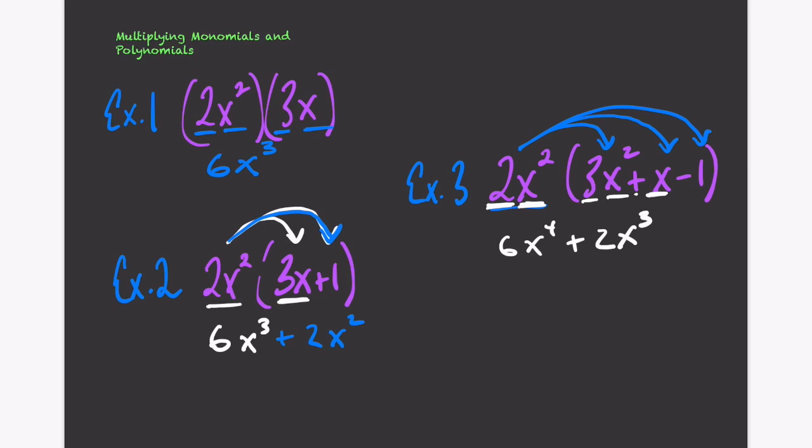And notice it's plus because this is positive and this is positive, so we're going to end up with a positive. Okay, so now 2x squared times negative 1. So it's positive times a negative, so it's going to be a minus. And times 1 just leaves me with 2x squared.